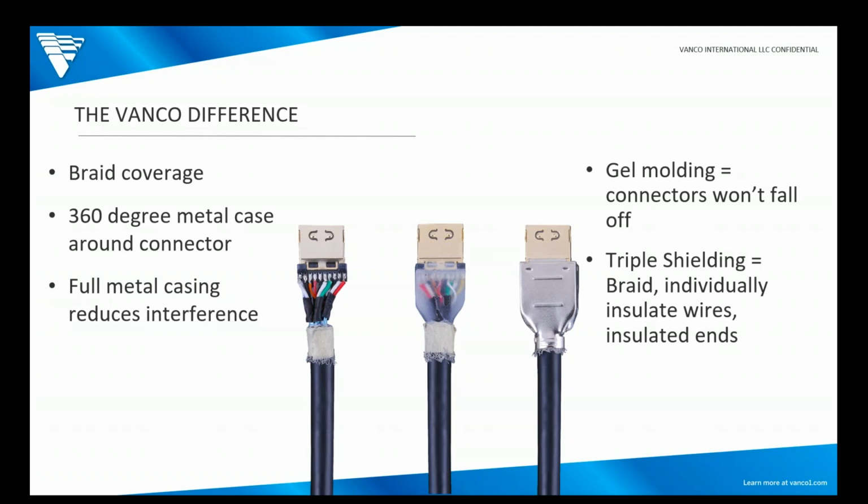We also do a gel molding. Believe it or not, some manufacturers do not use a gel molding. And then we take that a step further. We actually enclose the connector and reinforce that connector with a metal casing surrounding that connector again. Now, underneath that metal casing is 100% copper foil coverage, which many manufacturers do not do. Now, that copper foil helps out with any interference, okay?